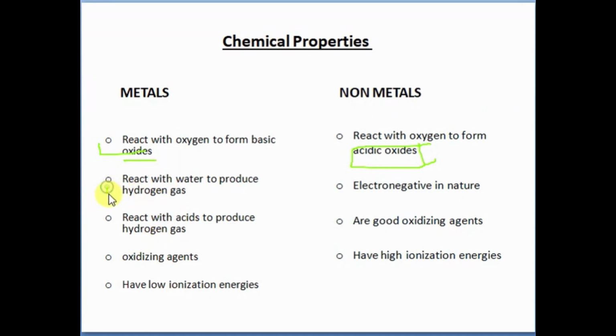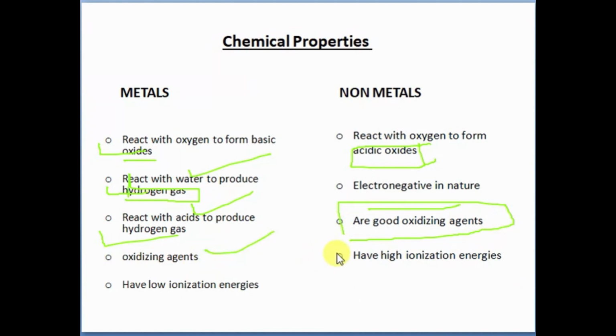Then metals will react with water to produce hydrogen gas, and these are electropositive in nature. Then next, they react with acid to produce hydrogen gas. With water also they produce hydrogen gas. With acid also they produce hydrogen gas. And non-metals are good oxidizing agents. Then metals have very low ionization energies and non-metals have high ionization energy.